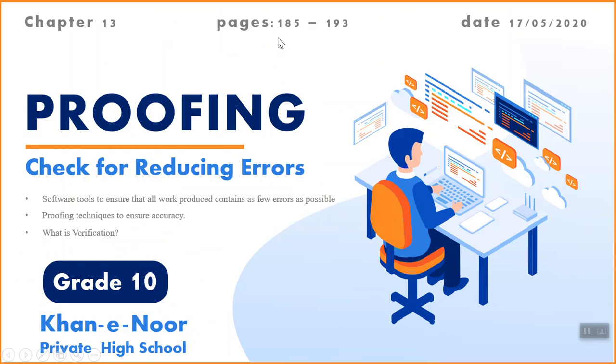Proofing is from page 185 to 193. And let's have an overview of proofing. What is proofing really? Proofing is software tools to ensure that all work produced by computer contains as few errors as possible, or proofing techniques to ensure accuracy inside your data, or really what is verification.